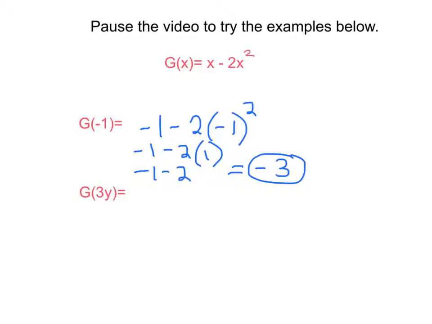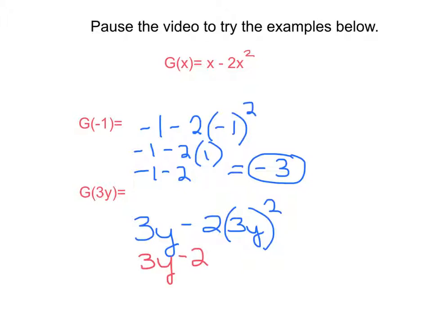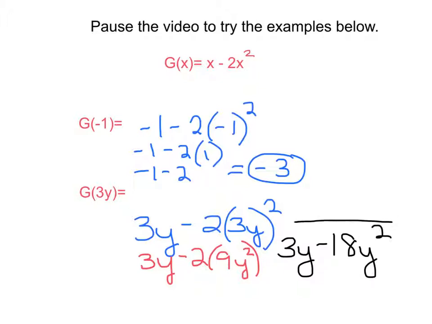Now for the next one, you're actually going to replace the x with a 3y. So 3y minus 2 times (3y) squared. So now you go through and you square your parentheses. So (3y) squared will be written as 9y squared because you squared everything. Now you distribute in your 2, so your final answer is actually 3y minus 18y squared. And you're not able to combine any terms here because your variables are different.